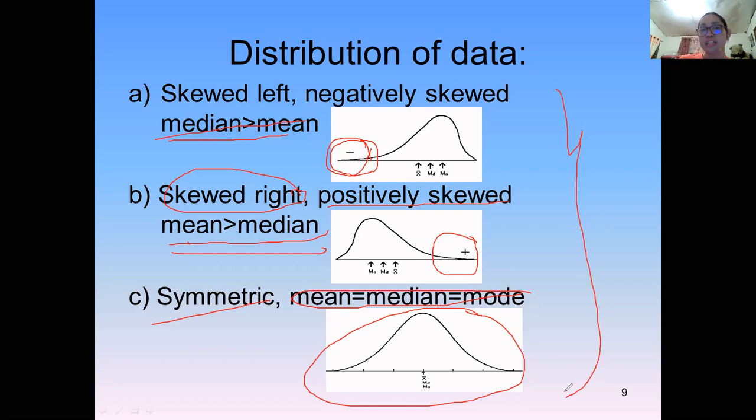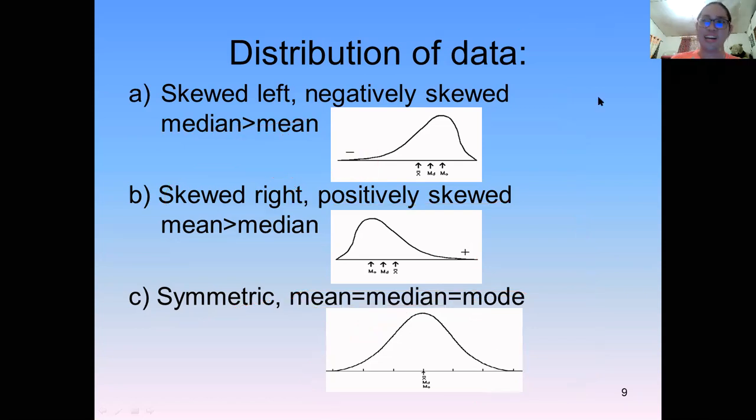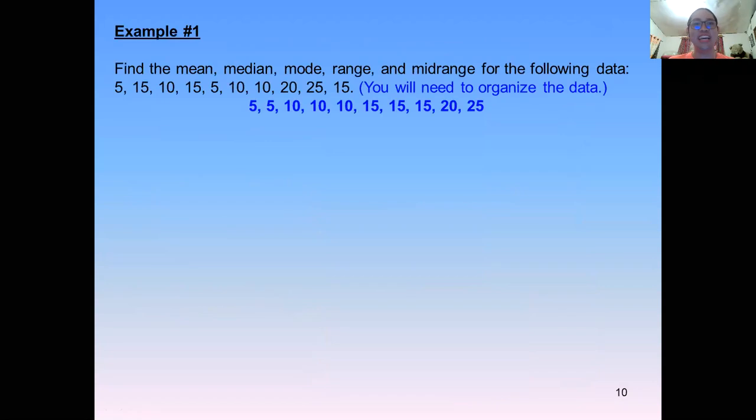Again, when the median is greater than the mean, it's skewed to the left, meaning negatively skewed. When the mean is greater than the median, then it is positively skewed, skewed to the right. But when the mean is equal to the median and the median is equal to the mode, that gives us a symmetric graph, or the normal curve, in the distribution of our data set. So I hope you'll be able to remember these concepts. Okay, so now let's have an example. Find the mean, median, mode, range, and mid-range for the following data set.